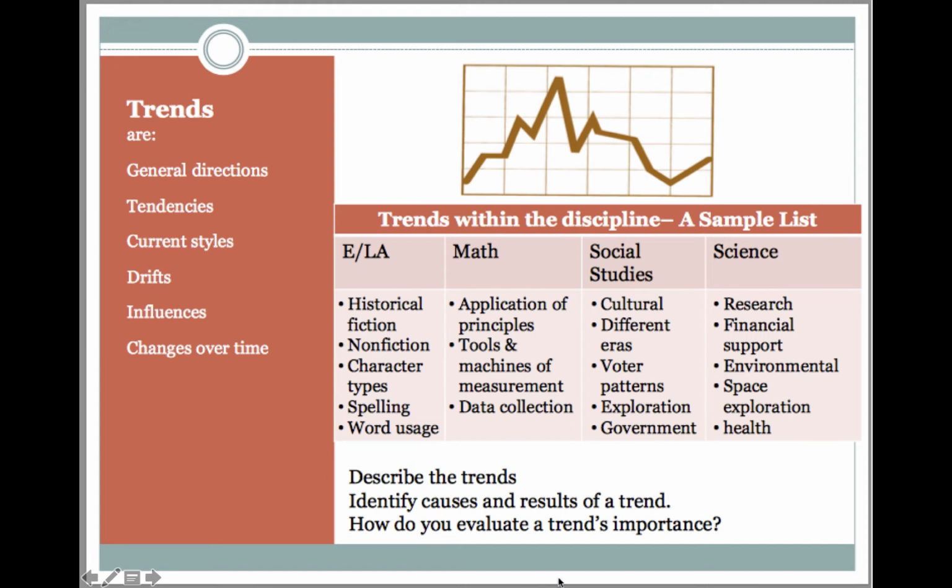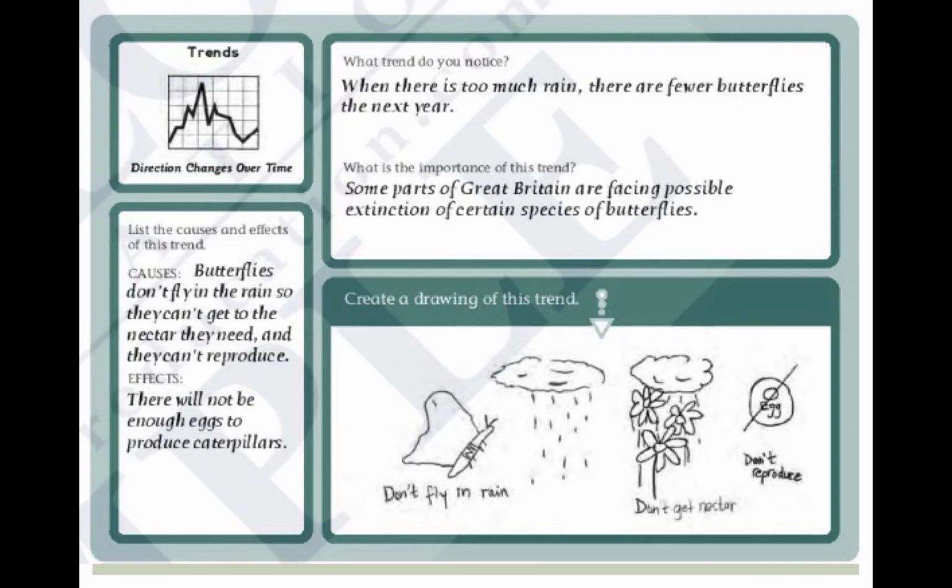The next icon is the trends icon. The three prompts that we have here are: describe the trends, identify causes and results of a trend, and how do you evaluate a trend's importance. So the way that it's manifested within the classroom is list the causes and effects of this trend. So here, causes. Butterflies don't fly in the rain, so they can't get to the nectar they need and they can't reproduce. And because of this, there will not be enough eggs to produce caterpillars.